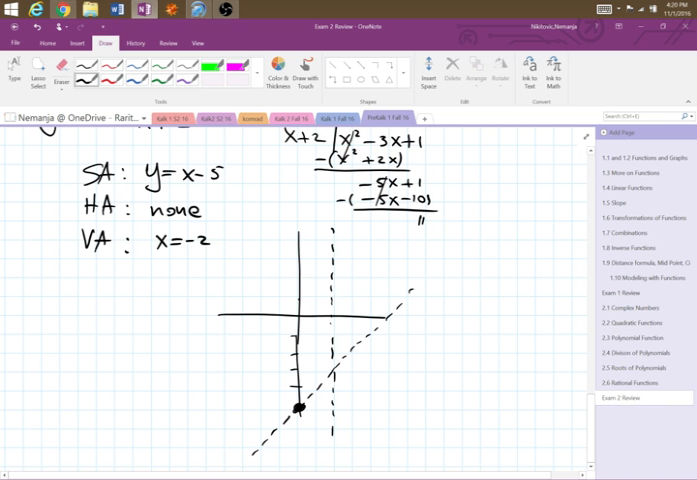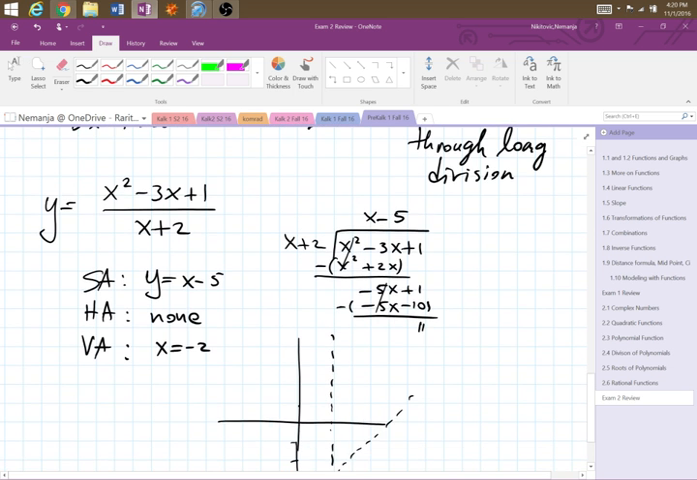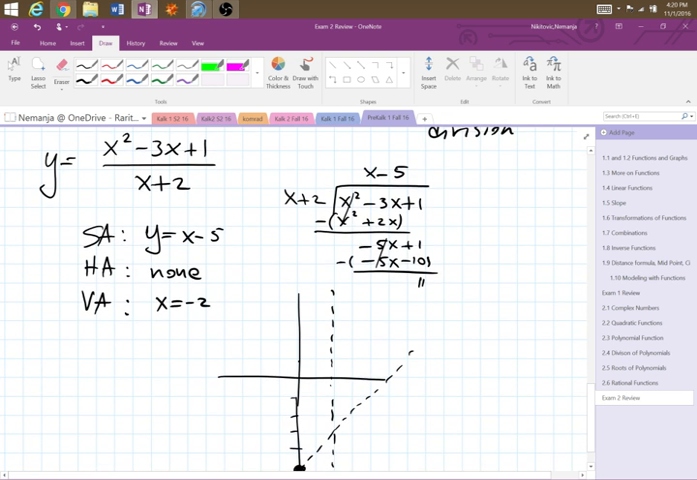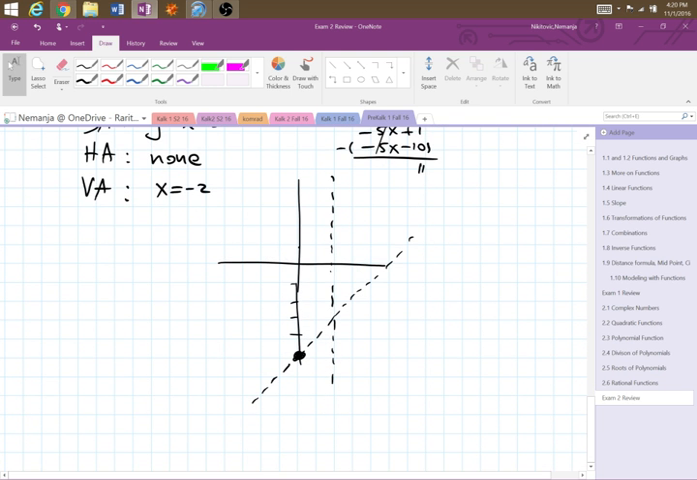Yes? How did you get the vertical asymptote? I said set the denominator equal to 0, so x plus 2 equals 0. Right? Why is it on the right side? Oh, yeah, you're right. I wrote it right. I didn't graph it right. I graphed the vertical asymptote on the right through positive 2 instead of through negative 2. Very good catch.